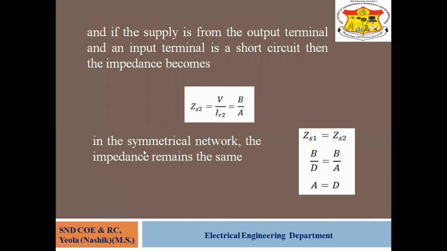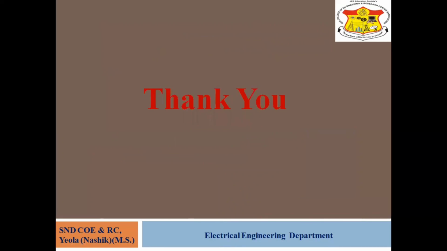In the symmetrical network, the impedance remains the same. So ZS1 is equal to ZS2. So B by D is equal to B by A, which means A is equal to D, that is, constant A is equal to constant D.